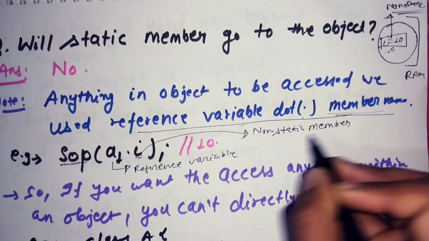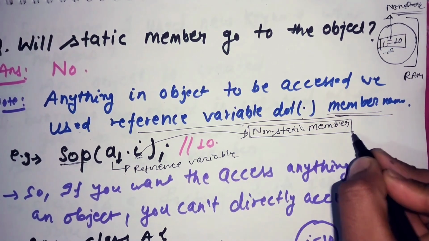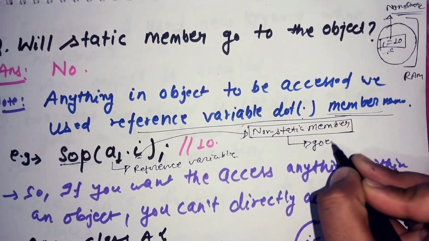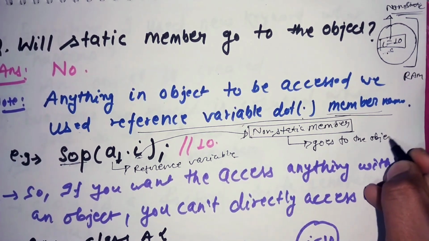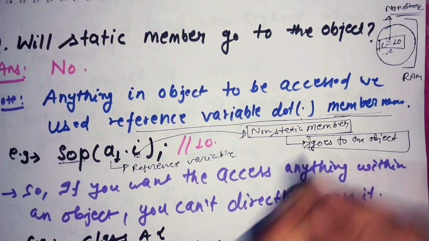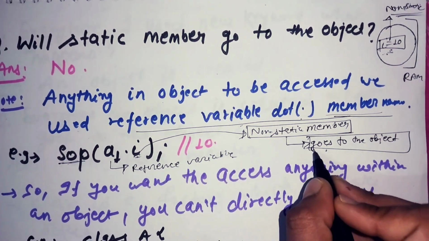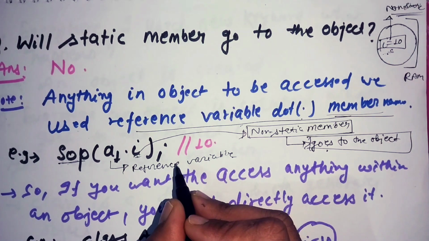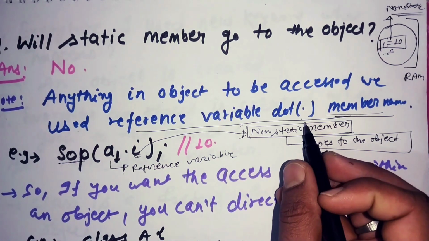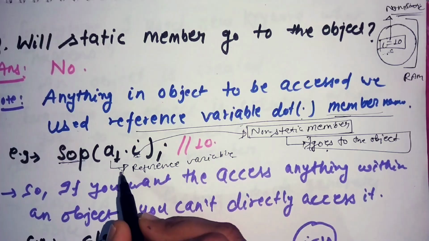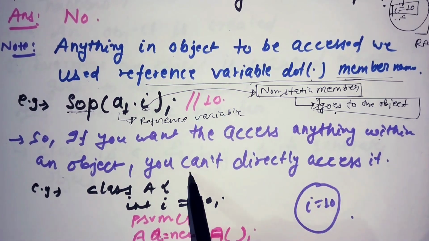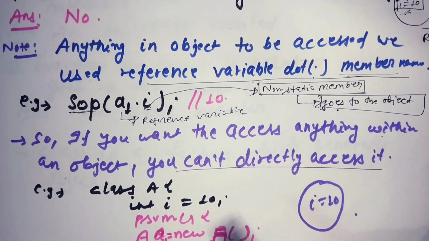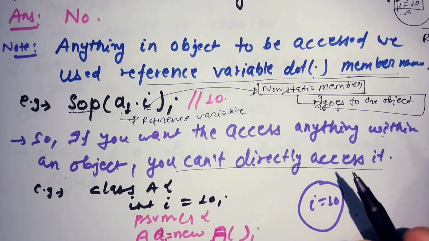Non-static member goes to the object and anything present in object can be accessed only via reference variable dot member name. So if you want to access anything within an object, you can't directly access it. Anything present in object, we cannot directly access that variable.